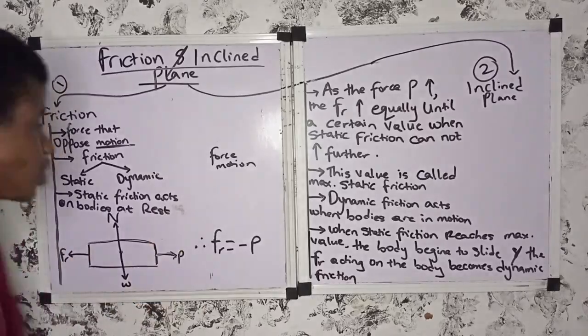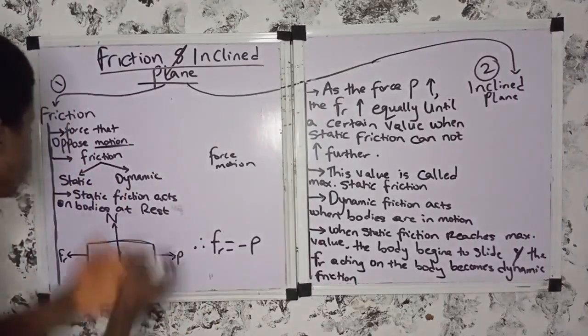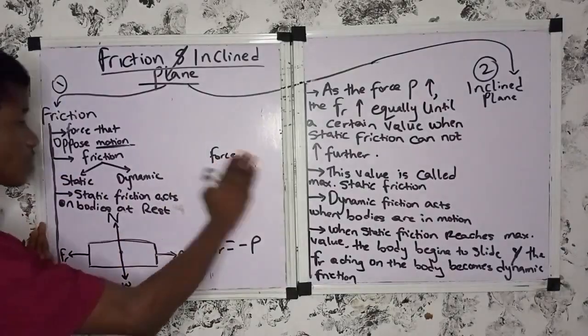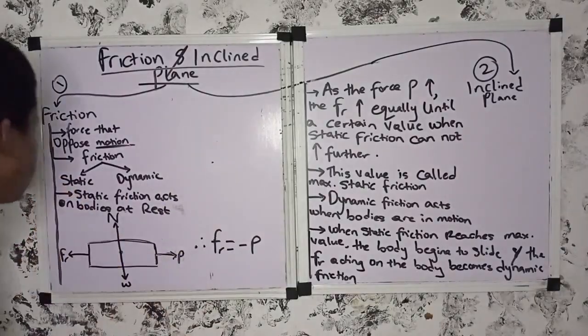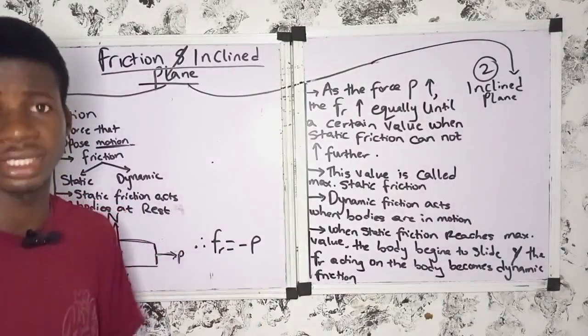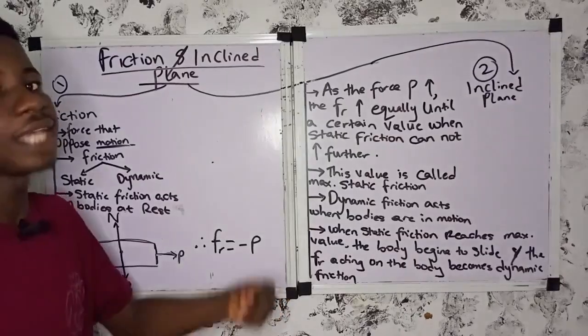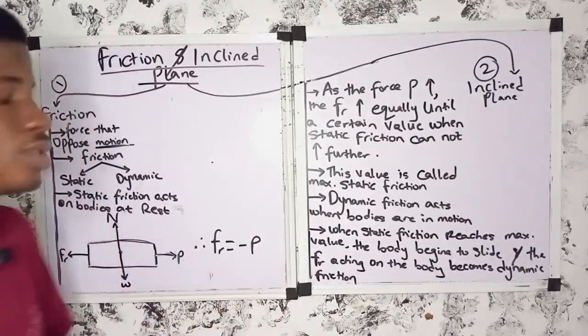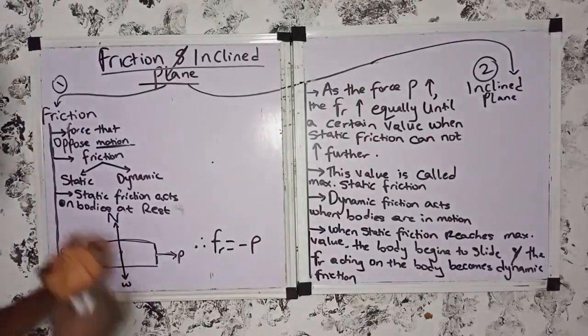There are two types of solid friction: static and dynamic. Now, what is static friction? Static friction is a friction that acts on a body at rest. When a body is not moving, that type of friction acting on that body is known as static friction.